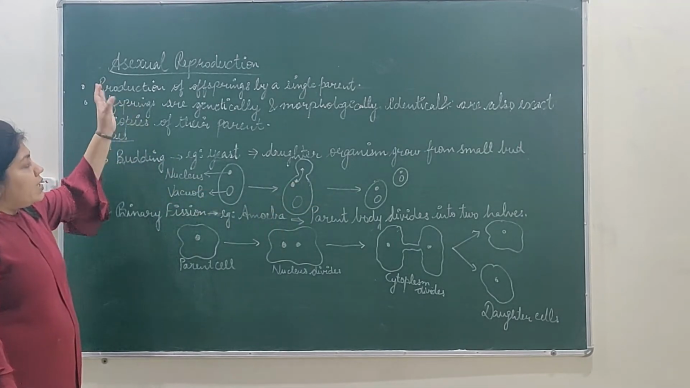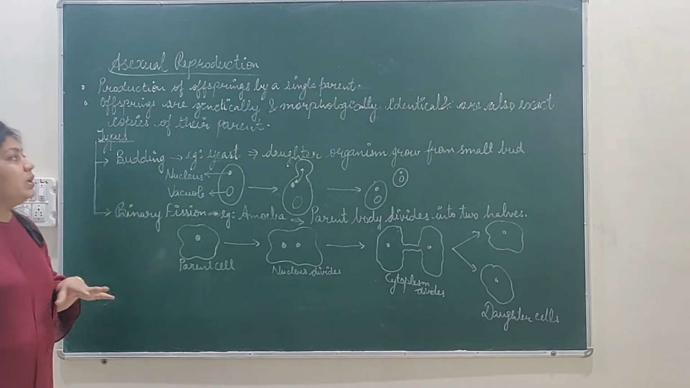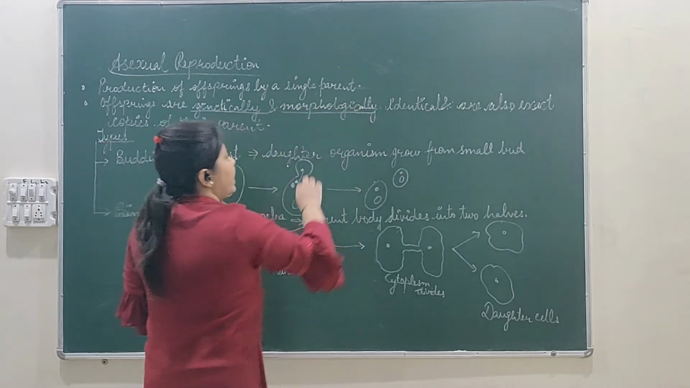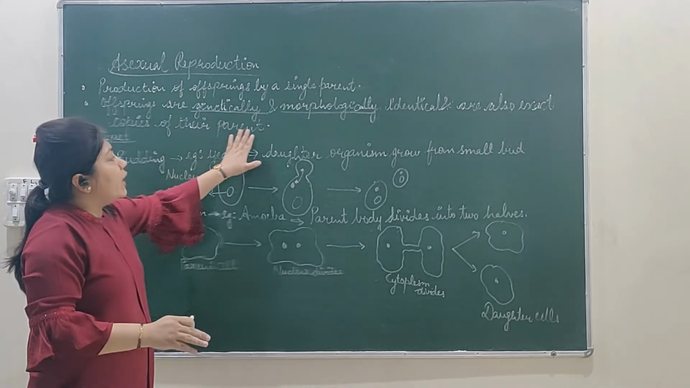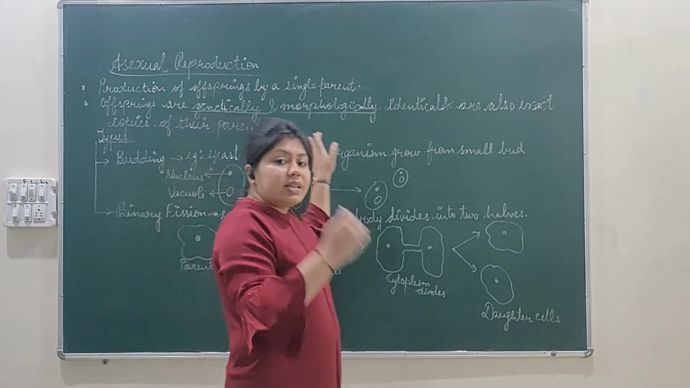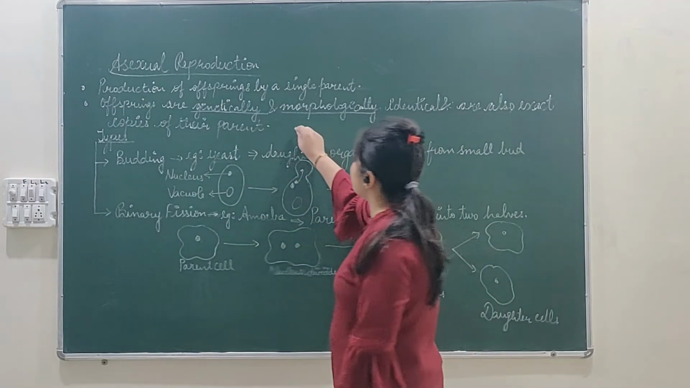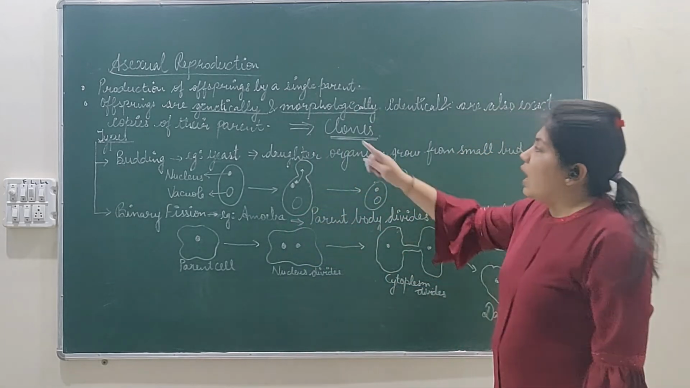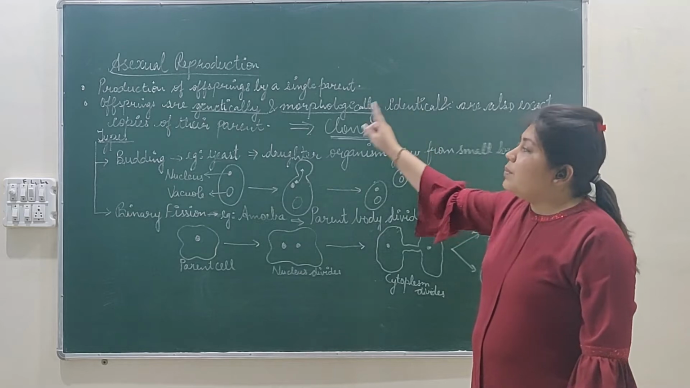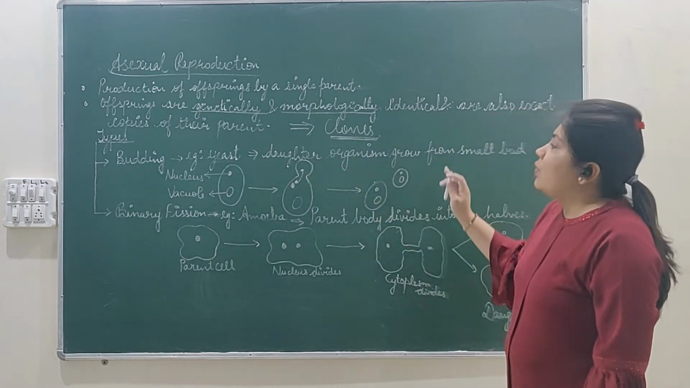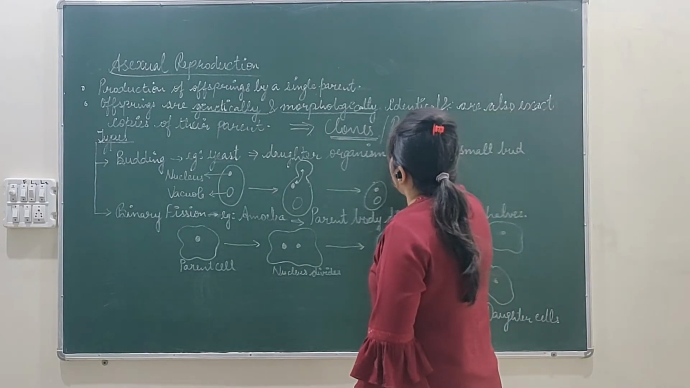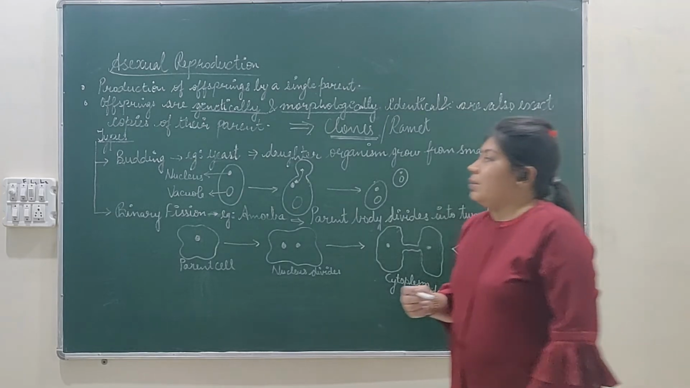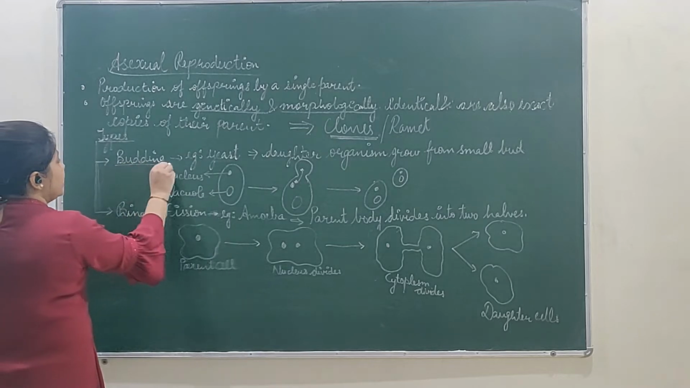Now, asexual reproduction, as said earlier, is the production of offspring by a single parent, and the offspring which are produced are genetically and morphologically identical, and also exact copies of their parent. That means they are exactly similar to their parents. As such, the offspring are known as clones. Clones are a group of individuals which are genetically and morphologically identical and produced by a single parent. So those are known as clones. Right? So clones are produced by the process of asexual reproduction. So, different types. The first type of asexual reproduction is budding, right?